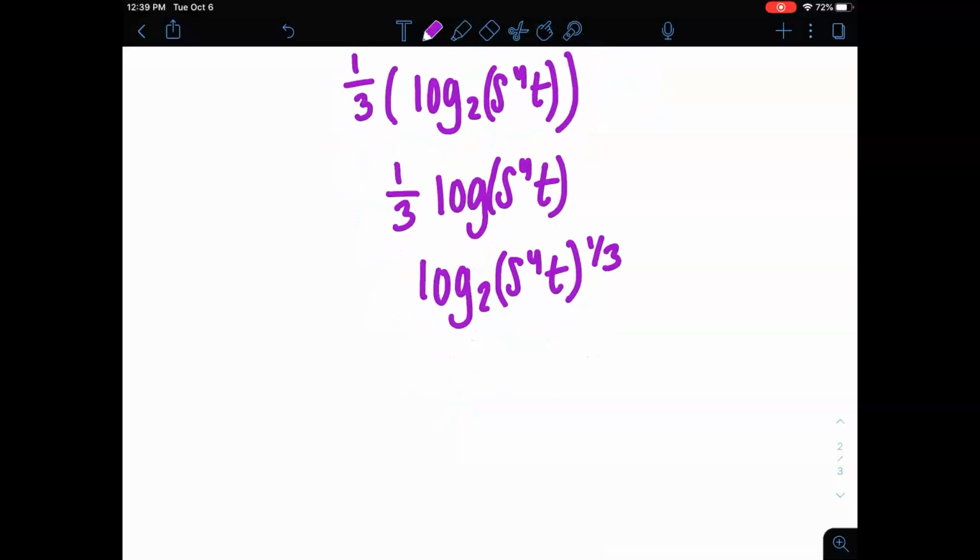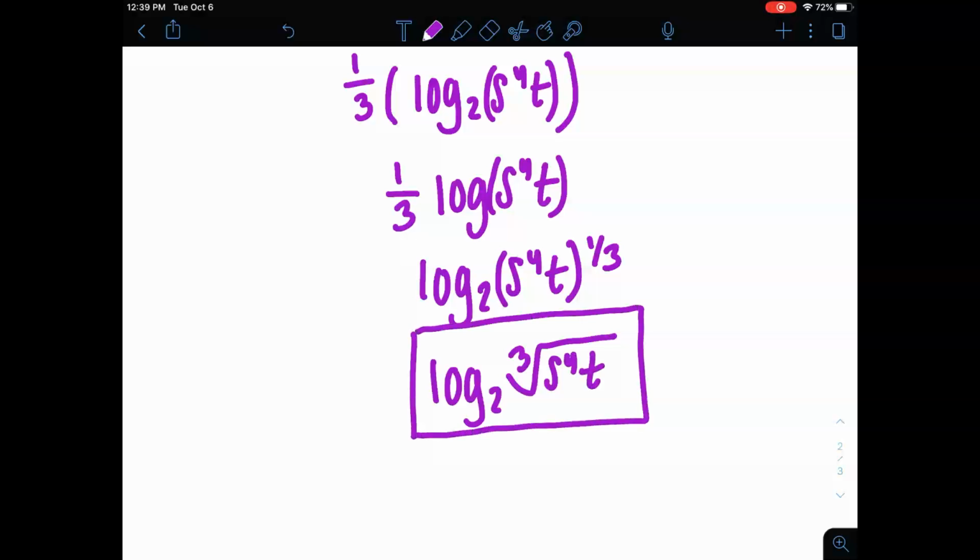This is completely acceptable. Again, unless I asked for no parentheses, then we would have to do one final step: turn that argument into a cube root of s⁴ times t. So that would be my final answer there.